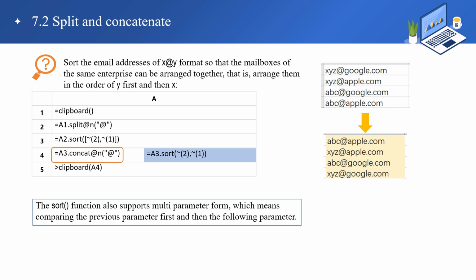A4 can also be directly written as A3.sort(2,1). The sort function also supports multi-parameter form, which means comparing the previous parameter first and then the following parameter. For a sequence with single values, multi-parameter sort is of little significance, but it will be more convenient for a two-layer sequence. After learning structured data in the future, multi-parameter sort will be more common.